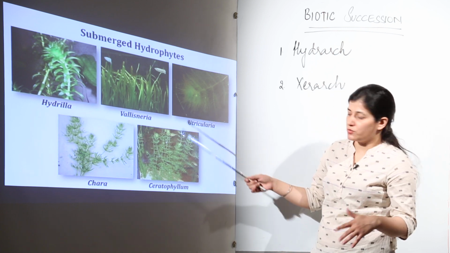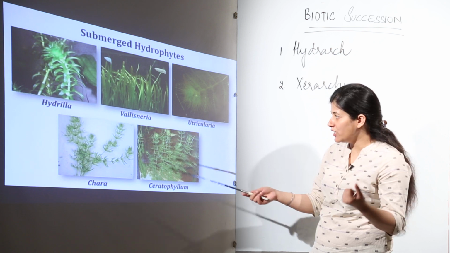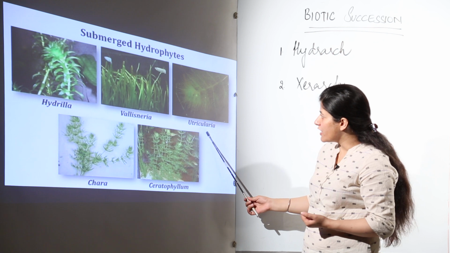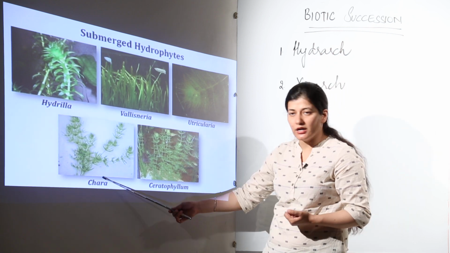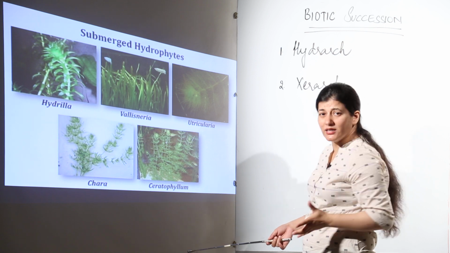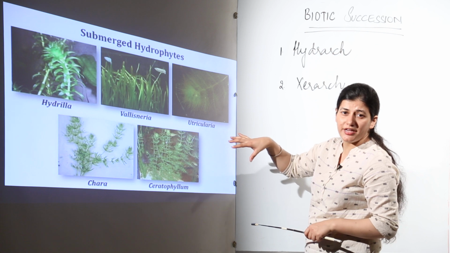Phytoplanktons would come. These phytoplanktons would lead way by adding biomass to the water, fresh water, to the growth of submerged hydrophytes. What type of submerged hydrophytes could possibly grow inside that water body is the example of hydrilla. We have Vallisneria, we have Utricularia, Ceratophyllum and Chara. Some of them are algae while some are plants, and you see these submerged hydrophytes is the second stage.